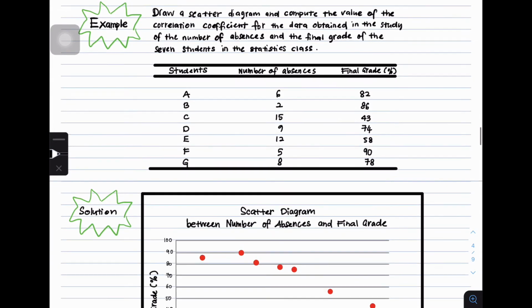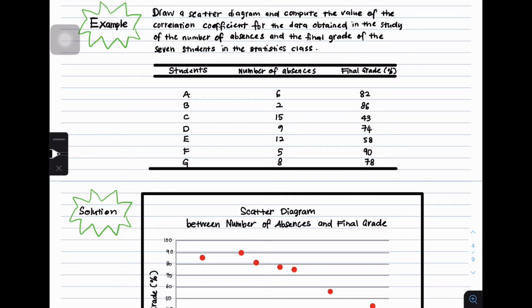Okay, let's see one example here. Draw a scatter diagram and compute the value of the correlation coefficient for the data obtained in the study of the number of absences and the final grade of the 7 students in the statistics class. So you have 7 statistics students in one class, and you take the data of the number of absences, berapa banyak hari diorang tak datang ke kelas, dan the final grade, markah akhir diorang dalam statistik. Kita nak tengok hubungan, adakah bilangan dia tak hadir ke kelas memberi kesan kepada markah dia dalam statistik. So kita nak check either it exists or not.